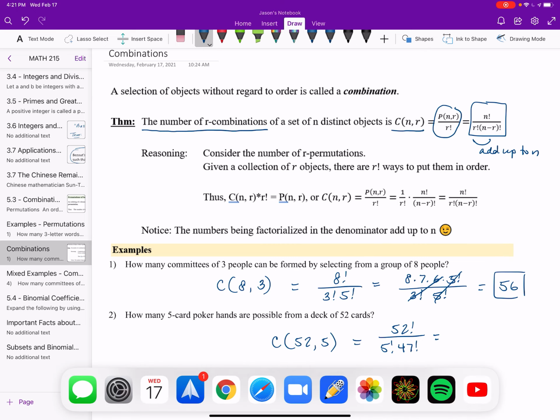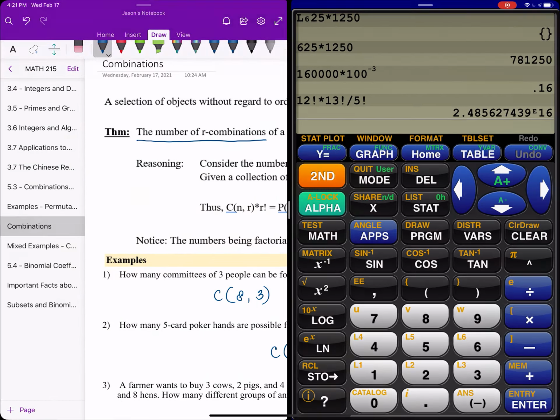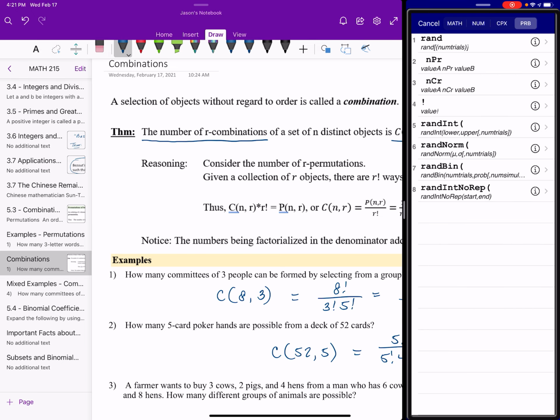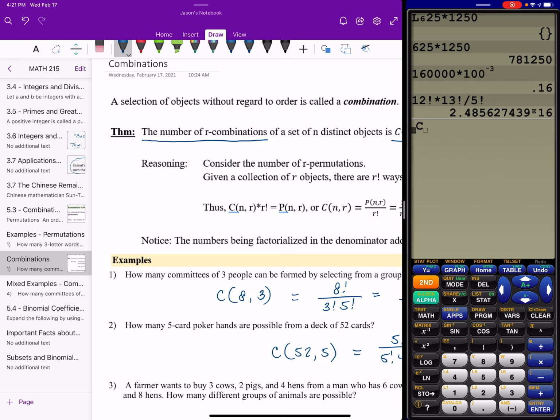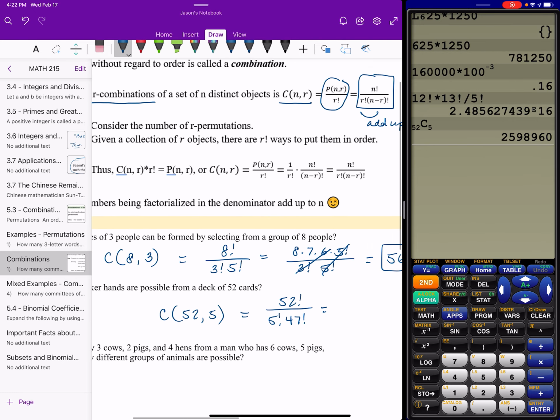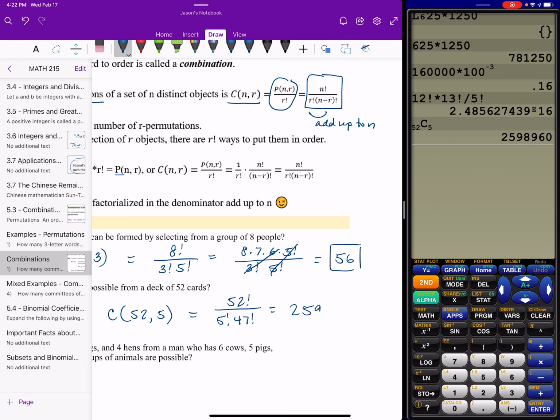And I don't have that memorized, so I'm going to pull out the calculator and see what we get. On this calculator, I can go to Math, PRB, and I have an nCr button. The way it works on my calculator is I have to put a number before the C and after the C. The number before the C is the larger one, the 52. The number after is the 5. And that is how many different poker hands are possible. So just about 2.6 million: 2,598,960.